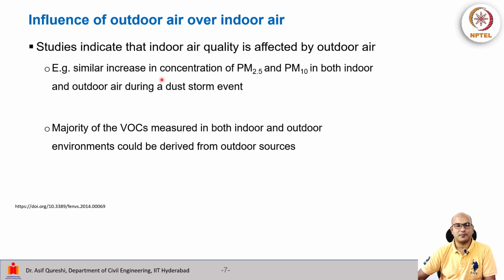It has been found, for example, that during a dust storm event, people have found similar increases in concentrations of PM 2.5 in both indoor and outdoor. So a dust storm event is essentially changing the air quality of outdoor air, but it has been observed that simultaneously there is a similar increase in the indoor air PM 2.5 and PM 10 concentrations. Now, it does not necessarily mean that if there is a 10 times increase in outdoor air PM, there will be a 10 times increase indoors. Maybe it will be 5 times, 6 times, but the trend will be the same. So the indoor air PM concentration is following the outdoor air PM concentration.